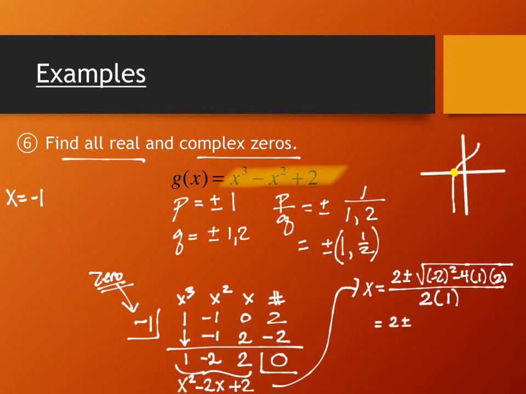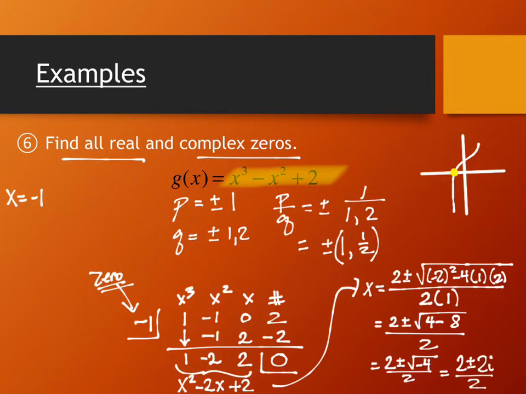2 at the beginning. All right, so I have negative 2 squared, which is 4. Minus 4 times 1 times 2 is 8. Yeah, negative 8. All over 2. 4 minus 8 is negative 4. So what is the square root of negative 4? 2i. So this is now 2 plus or minus 2i over 2.